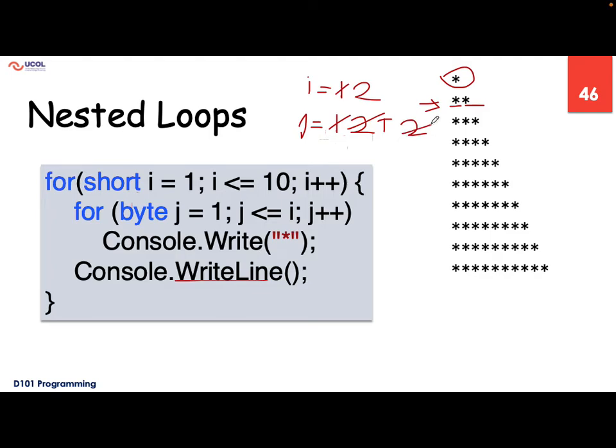Again, increase the value of j to 3. Now 3 is less than or equal to 2? No. It will go to the new line. And then increase the value of i. So i becomes 3. 3 is less than or equal to 10? Yes, it is true. And come back and make j equal to 1.